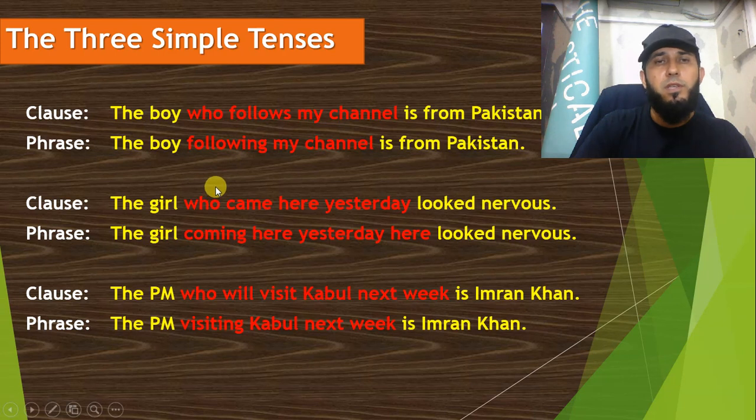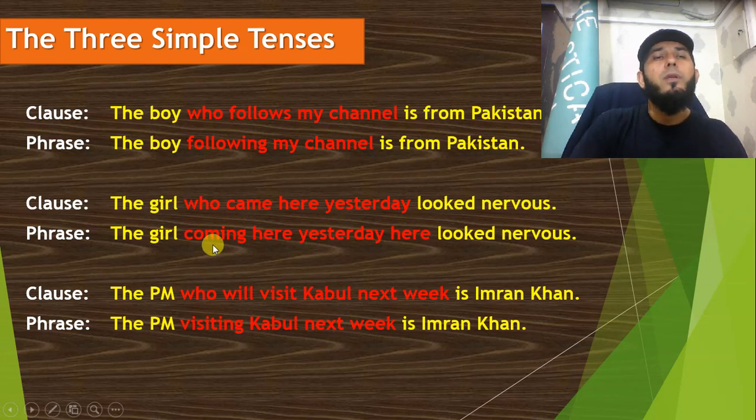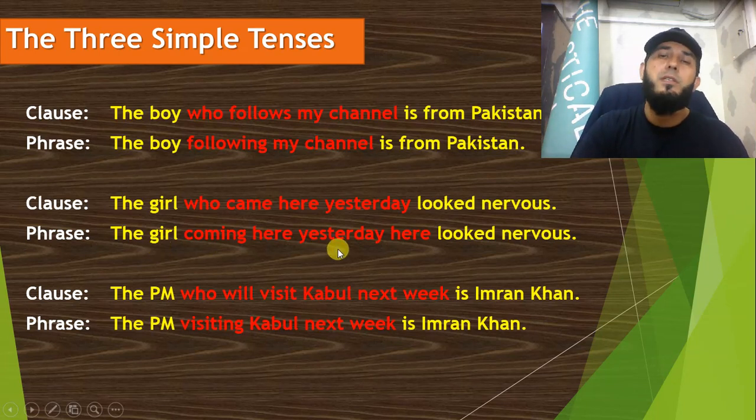That was simple present tense, and this second example is made according to simple past tense. The girl who came here yesterday looked nervous. So who came here yesterday, this is your adjective clause in simple past tense. And the girl coming here yesterday looked nervous. Sorry, I've repeatedly written the word here. Coming here yesterday is not a clause anymore, so you remove the relative pronoun who and you change the verb came to ing form, base form come, and then you give it ing, coming, and it becomes a phrase or reduced adjective clause. The girl coming here yesterday looked nervous.